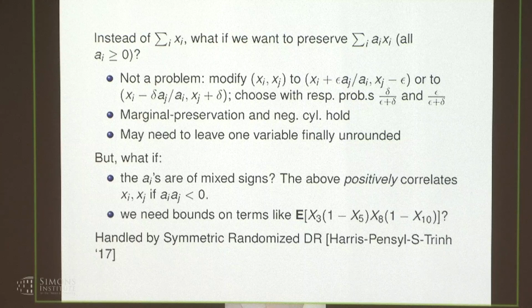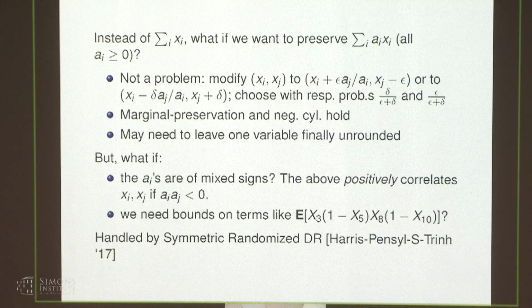But you have 2 significant complications. The first is, what if the ai's are of mixed signs? Some ai's are positive, some are negative. Then, if you look at what the above does, for instance, if ai and aj are of opposite signs, clearly when the above procedure tries to round the pair xi, xj, it will actually positively correlate them. Because if you want to preserve ai xi plus aj xj, you either have to increase both or decrease both. So you have to necessarily positively correlate them.